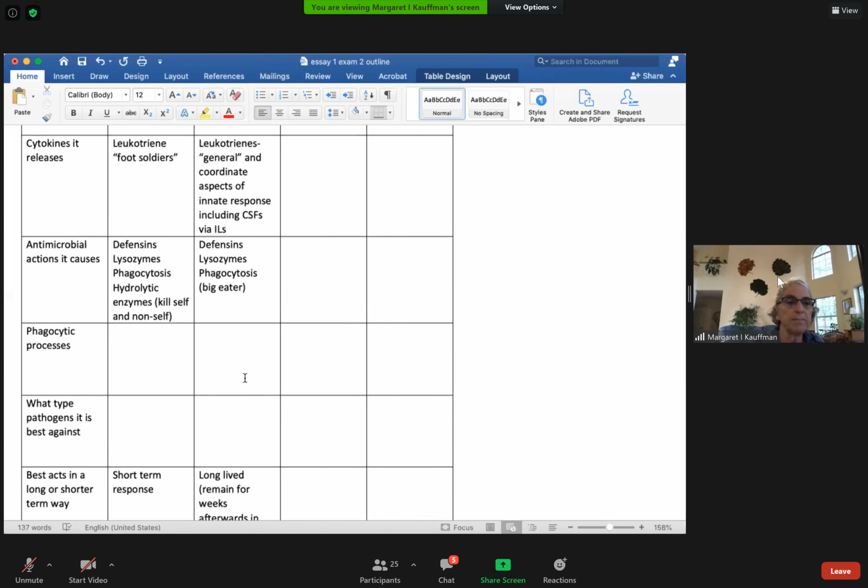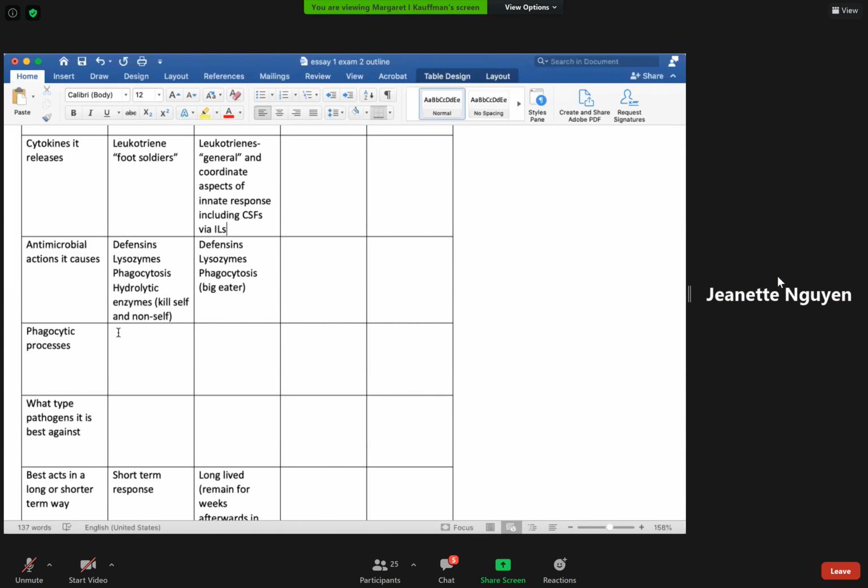So how about this phagocytic processes? I know you had a bunch of terms to define, Jeanette. Can you help us with some of those terms? And I'm just going to put the terms in here as you go, because yeah, so this is our next question. So are we doing phagosome optimization questions on number two?